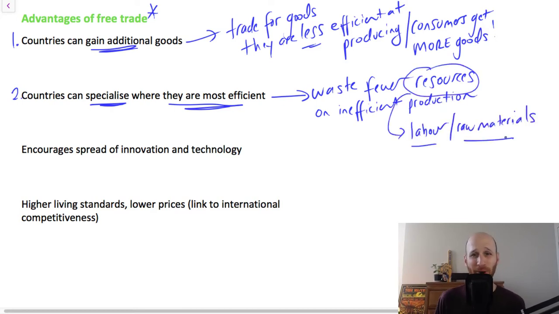And when we talk about resources, we can talk about things like people or raw materials. Because we are more efficient, we are not wasting so much of those precious resources. Another thing about free trade is that it encourages the spread of innovation and technology. And this is because countries are linked with each other. They haven't put up those trade barriers to restrict the flow of goods and services.